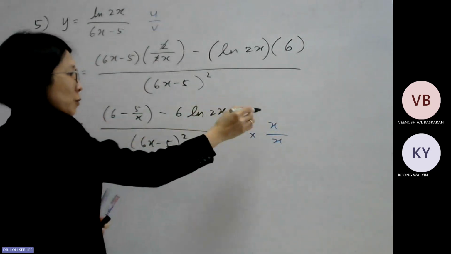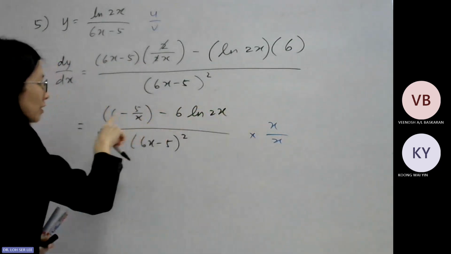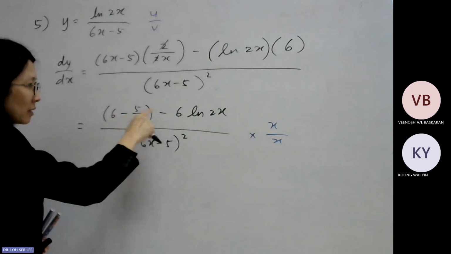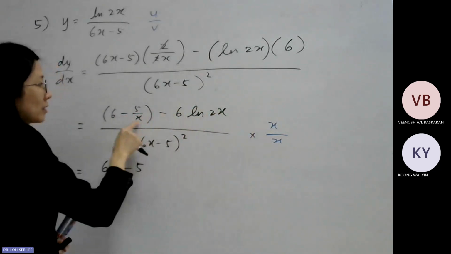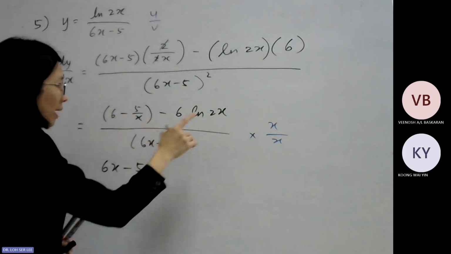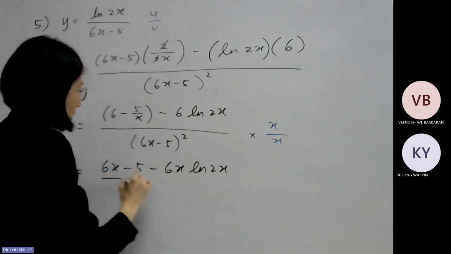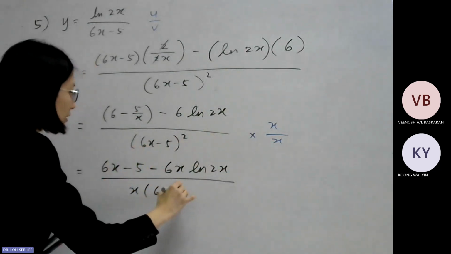So this means when x is multiplied to the whole function here, you get a 6x minus 5, because x divided by x, minus 5. And then minus 6 ln 2x over x multiplied to this function, it will be x times (6x minus 5) squared.